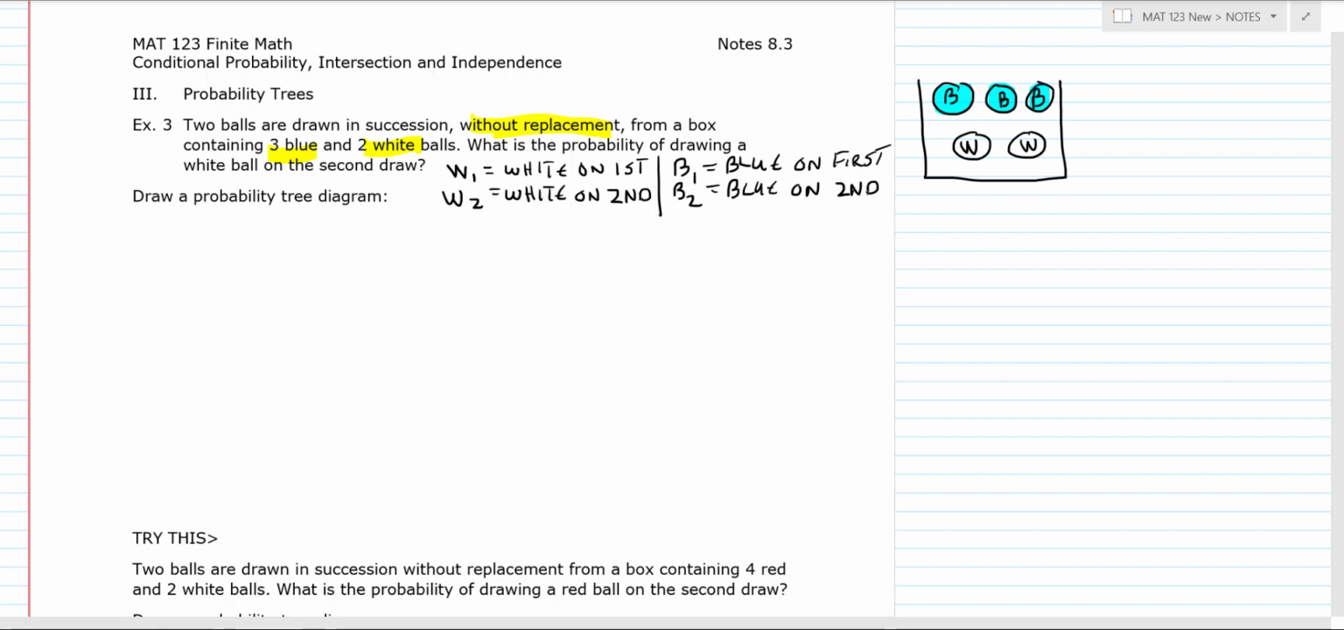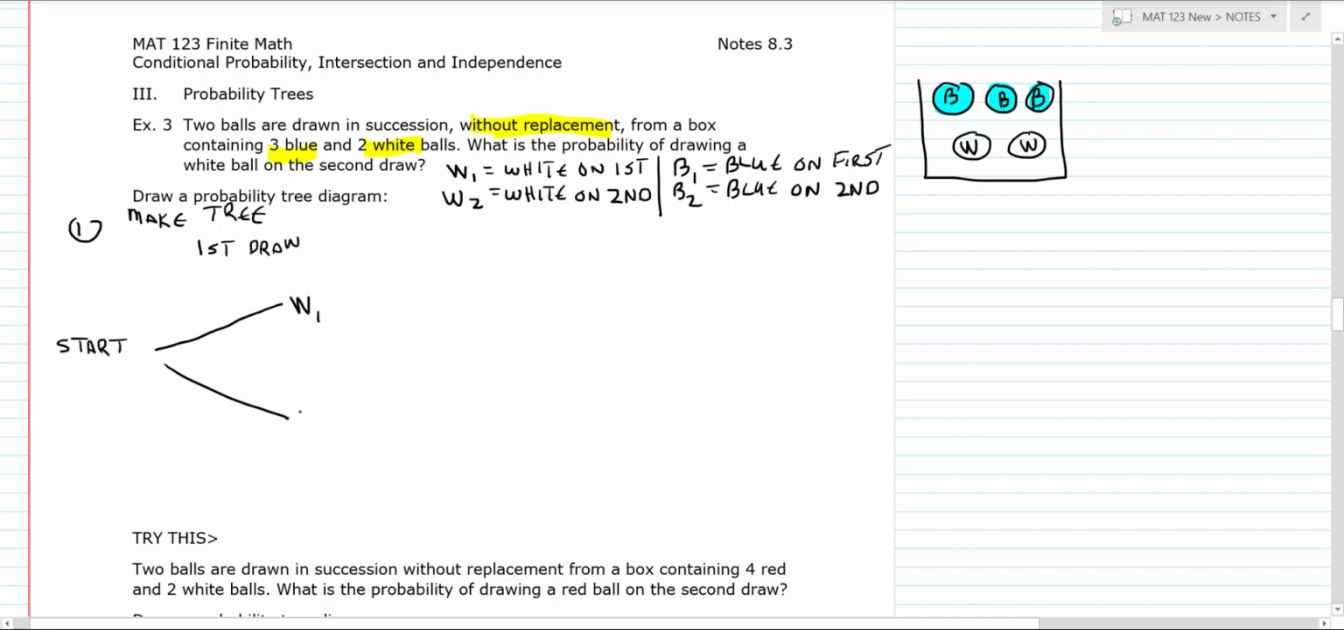So to figure this out, you've got to look at a probability diagram, and a tree will kind of help you figure this out. It's pretty hard to do this without that. So the first thing we're going to do is make the probability tree. The tree kind of goes like this. Okay, we're going to start somewhere, and we're going to branch out in 2 directions. On the first draw, 2 things can happen. We either get a white ball or we get a blue ball.